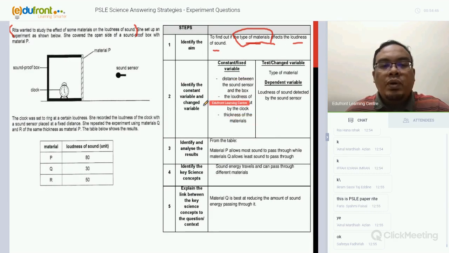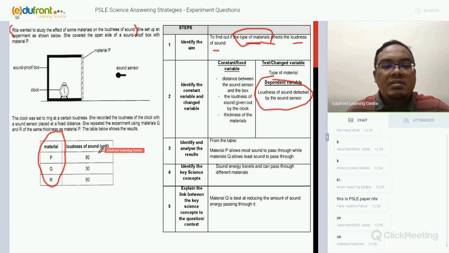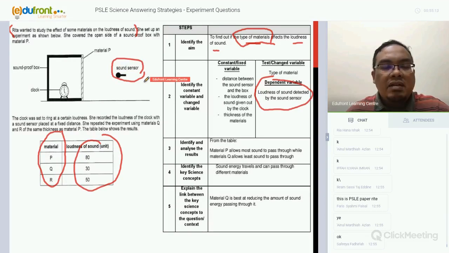Okay, so step number 2, you identify the change variable and the fixed variable. Now, the change variable, you can see, is the type of material. And the dependent variable, which is the result of the experiment, is the loudness of the sound detected by the sound sensor. So in this particular question, they use a data logger, the sound sensor, to measure sound, right? Using your ears itself, it may not be easy to differentiate different types of sound. So with the sound sensor, you'll be able to measure more accurately.